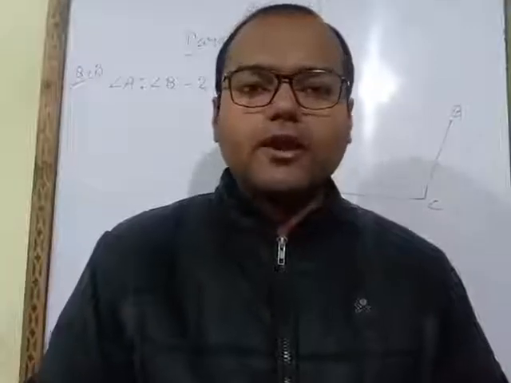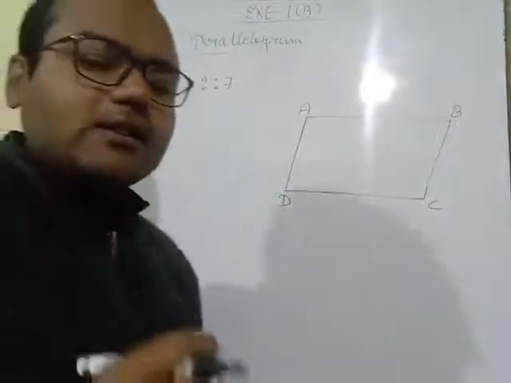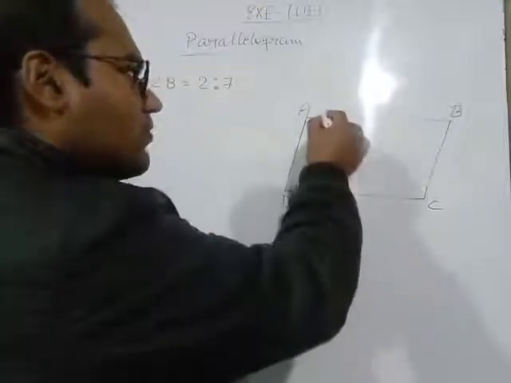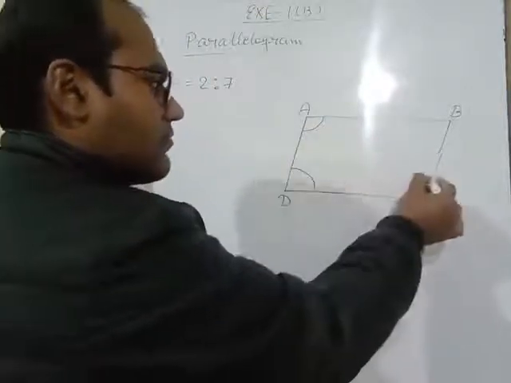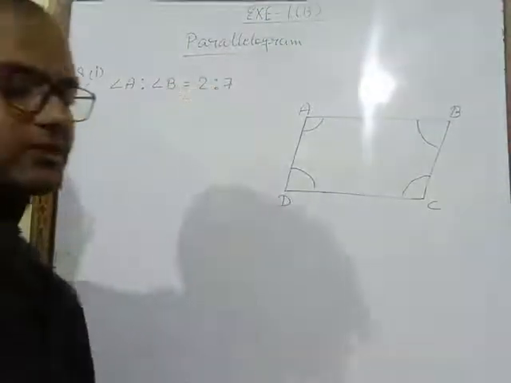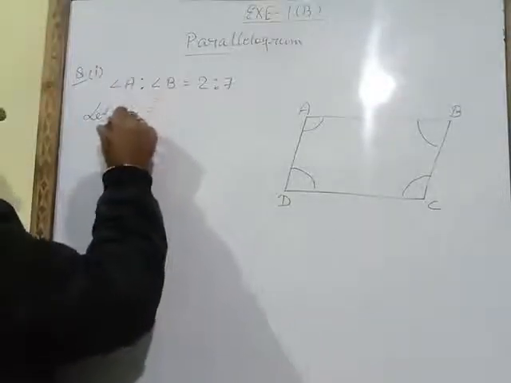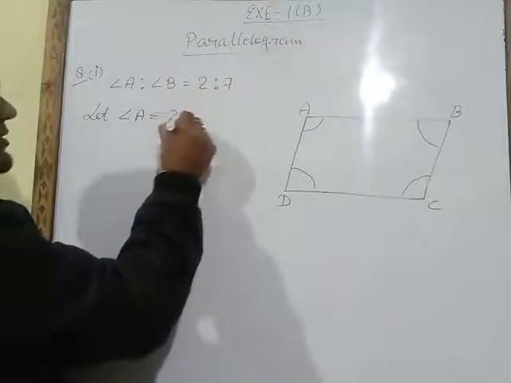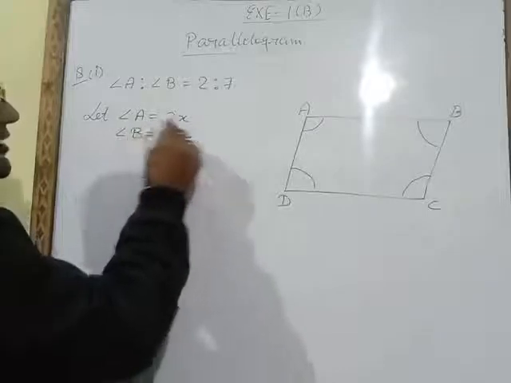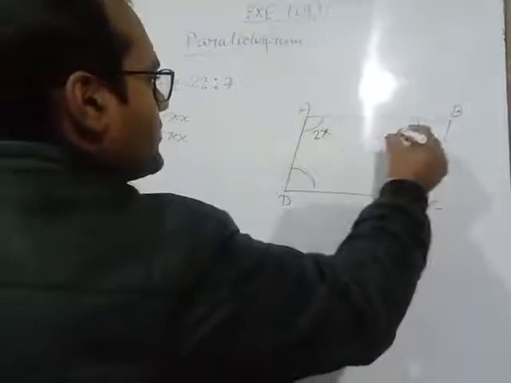Now come to question number 8, first part. The heading of the question is find the angles of a parallelogram. That means all the 4 angles of a parallelogram we have to find here. And what is given? The ratio of angle A to angle B is given. So whenever a ratio is given, we assume angle A value is 2X and angle B value is 7X.